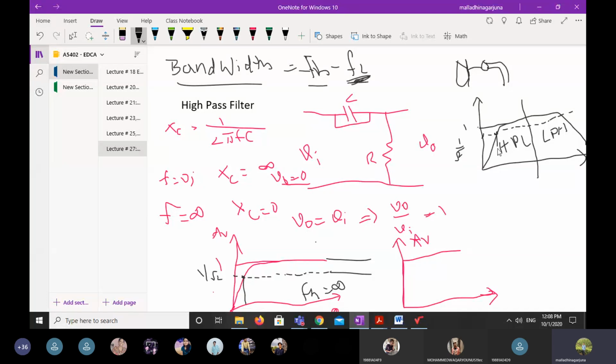So the lower side it is touching, this is FL, and the upper side it is touching, this is FH. Let us say FL is 1 kilohertz, and FH is 100 kilohertz, for example. It means the speaker has to speak within the range of 1K to 100K, then only the signal will be amplified.